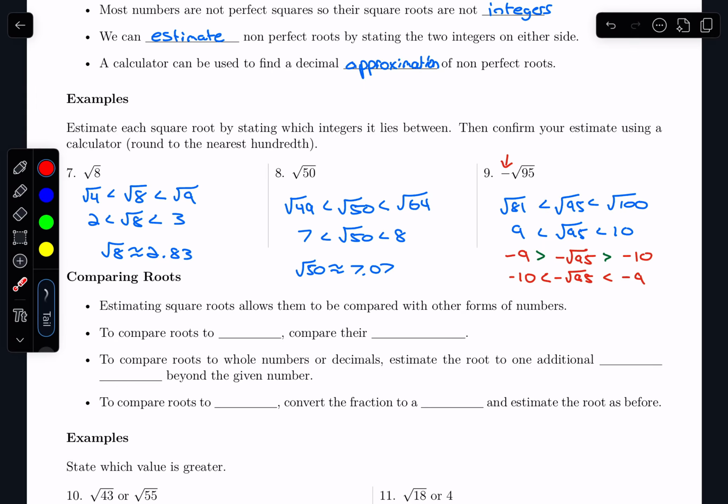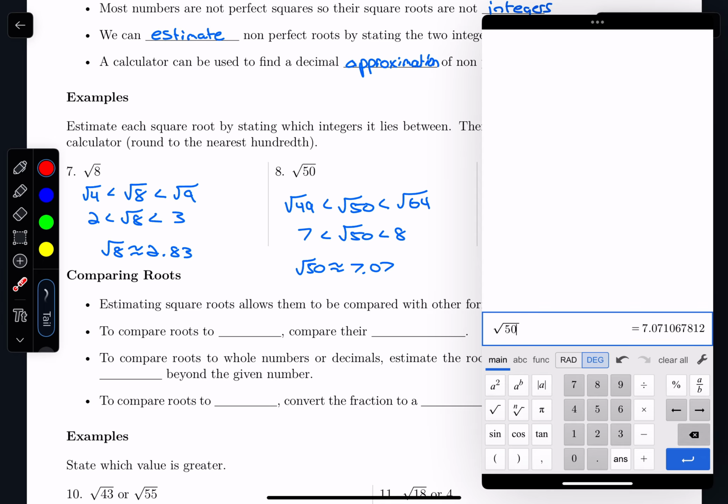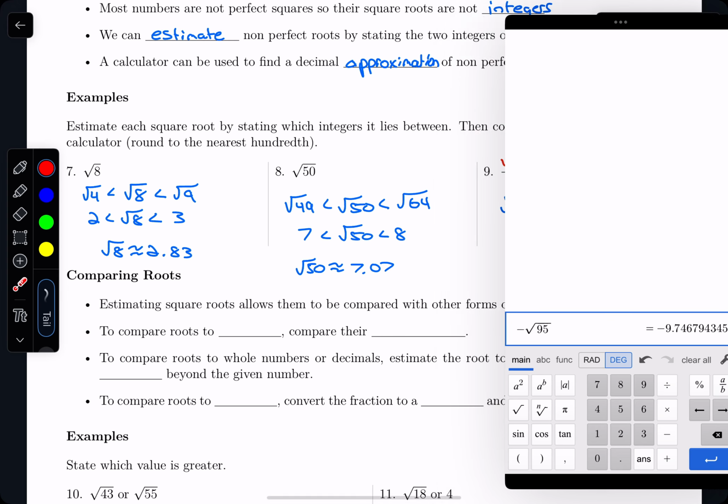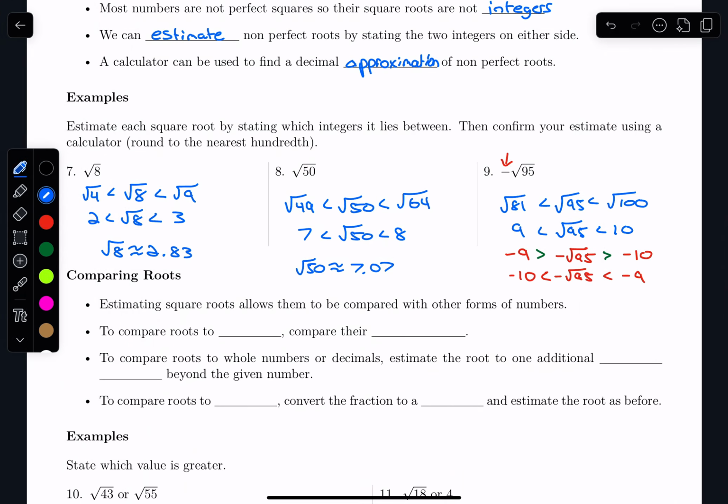All right, so now we're expecting a decimal approximation between -10 and -9. So let's go ahead and find out. We have negative square root 95 is approximately -9.75. And notice that -9.75 is between -10 and -9. So just be careful whenever we deal with negatives. You've got to make sure that the larger negative number is actually on the left because it's more negative.